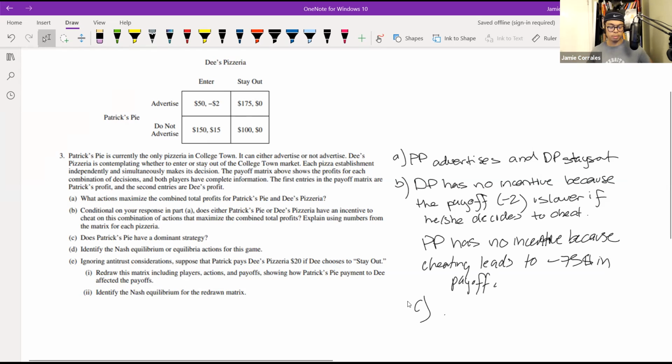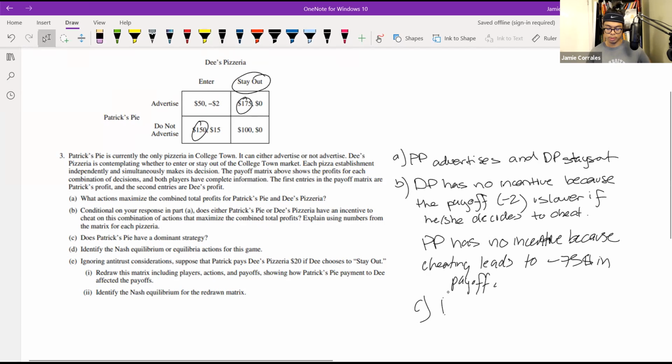So part C, does PP have a dominant strategy? Well, let's consider what's a dominant strategy. It's a strategy you do regardless of what the other player does. So if, let's say, DP enters, what is Patrick Pie's best response? Well, Patrick Pie is either going to advertise or not advertise. Not advertising has a higher payoff than advertising when DP enters. When DP decides to stay out, what's Patrick Pie's best response? Well, it's actually advertise because it's much greater than 100.